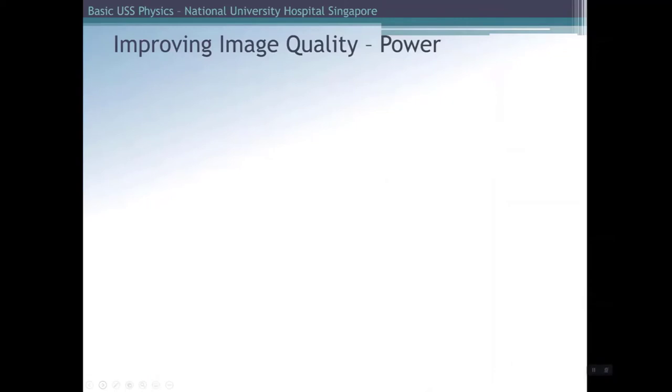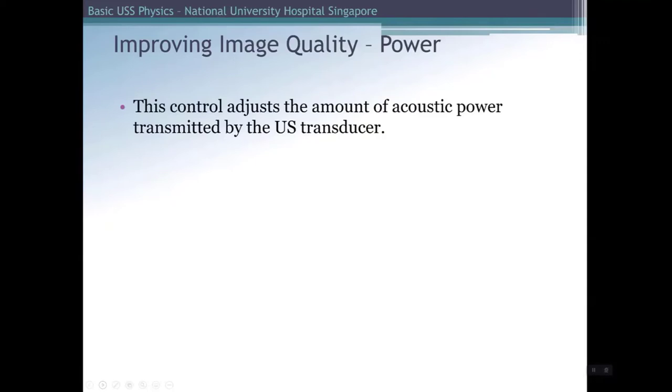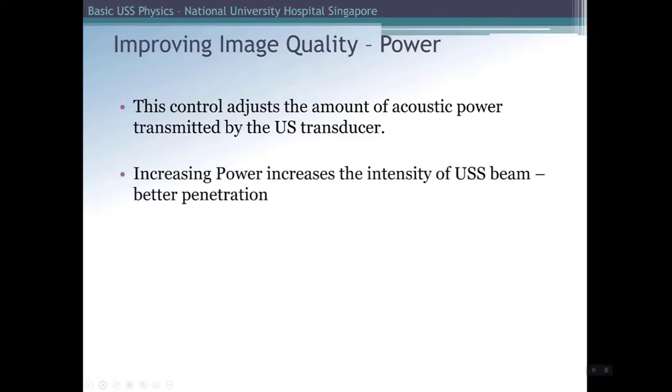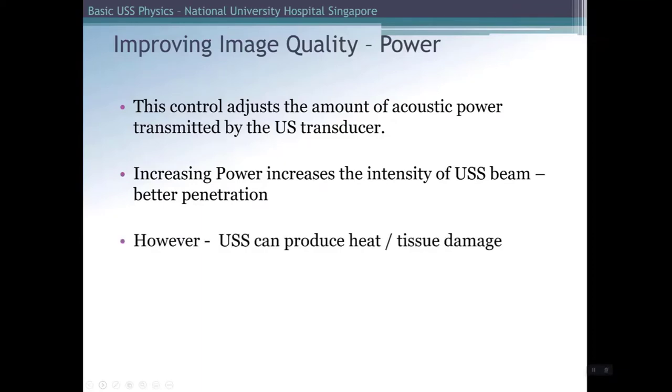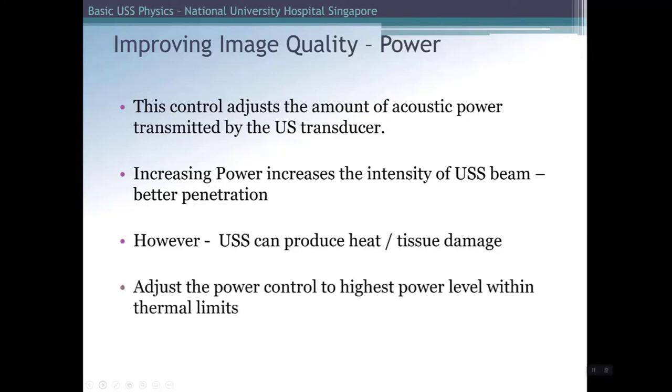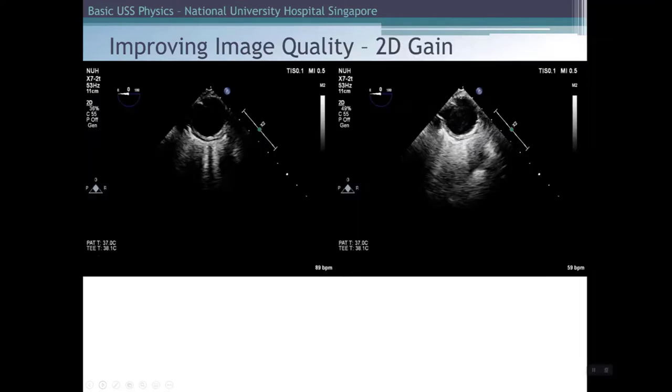We can increase the power of the output of the ultrasound beam to account for the attenuation that occurs as the ultrasound beam travels through tissues. Increasing the power increases the intensity of the ultrasound beam, leading to better penetration of the tissues. This, however, has the drawback of producing heat, which can cause thermal damage to the tissues. We should increase gain to account for attenuation before increasing the power output. Gain is a form of image post-processing that will not lead to increased heat generation in the tissues. Use the lowest power that is consistent with lowest thermal energy generation in the tissues.